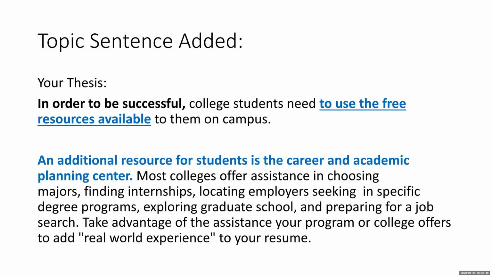An additional resource for students is a Career and Academic Planning Center. Most colleges offer assistance in choosing majors, finding internships, locating employers seeking specific degree programs, exploring graduate school, and preparing for a job search. Take advantage of the assistance program your college offers to add real-world experience to your resume. So now we've added a topic sentence. It gives a focus to this paragraph, and a reader could look at that first sentence and know that all the details will focus on the Career and Academic Planning Center and how it will help students be successful.